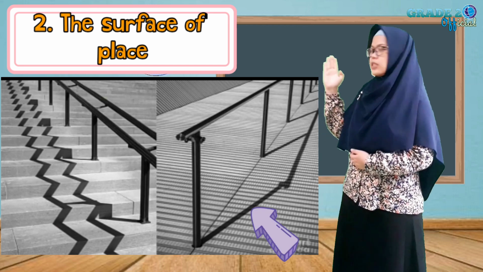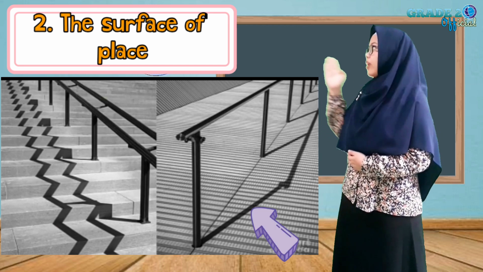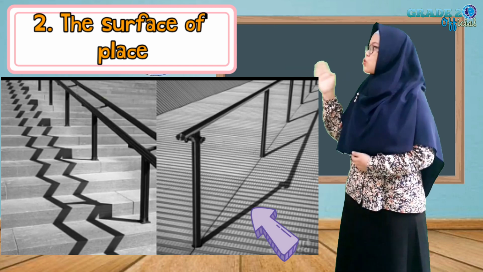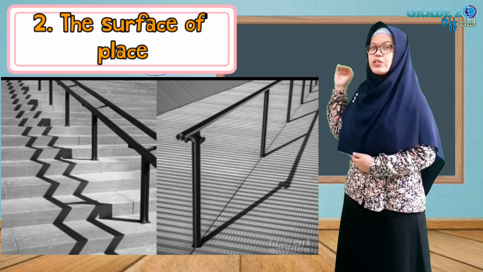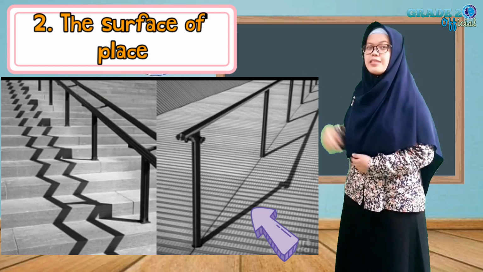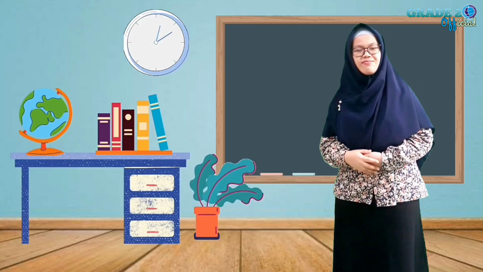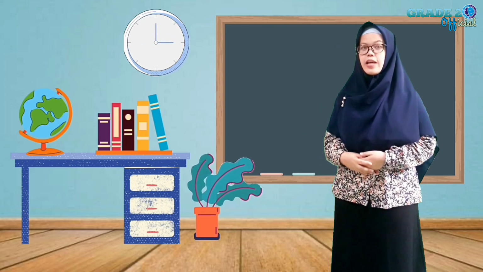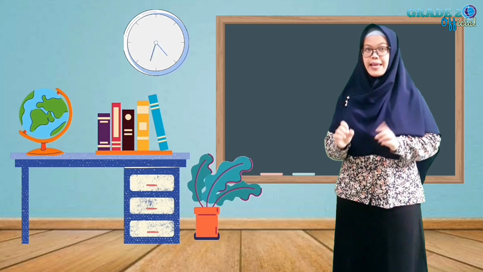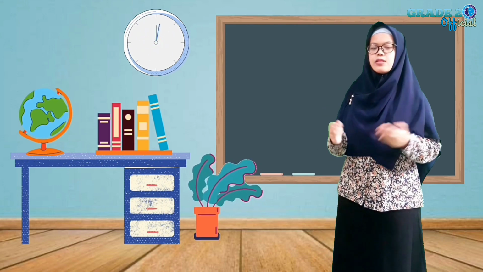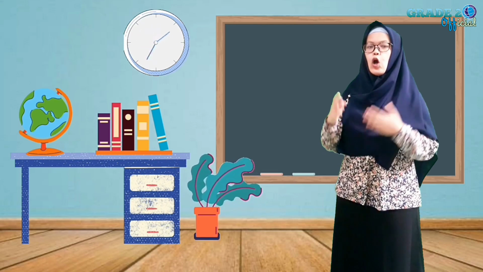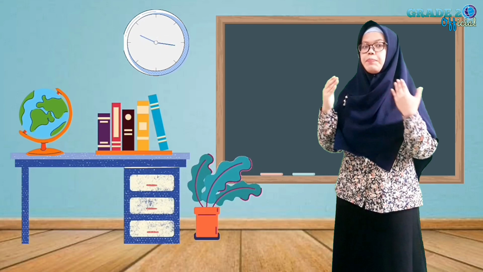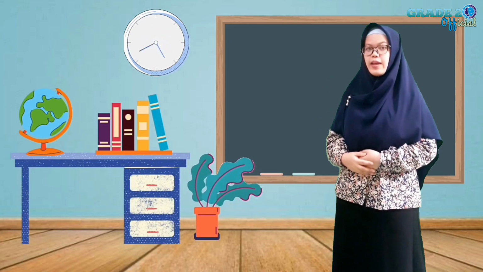And the next picture is a flat surface. So the shadow is straight. So the reason why the shadows can be different shapes is because of the position of the light source and the place of the surface.